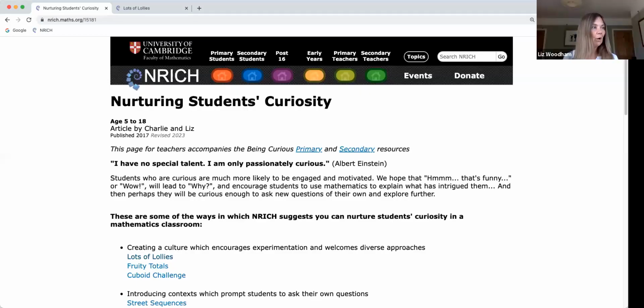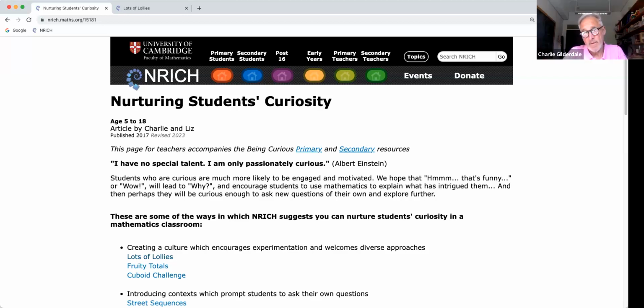I'm hoping that you can see an article up on the NRICH site here. It's called Nurturing Students' Curiosity. This is accessible from the current features, which you can get to both from the primary teacher homepage and the secondary teacher homepage. So it's linked right at the very top. Rather than give you a lot of information straight at the beginning, what we're going to do is launch straight into a problem, and then we can use that problem in order to consider how we might help students and build on their natural curiosity. So Charlie, I'm going to hand straight over to you to get us started, please.